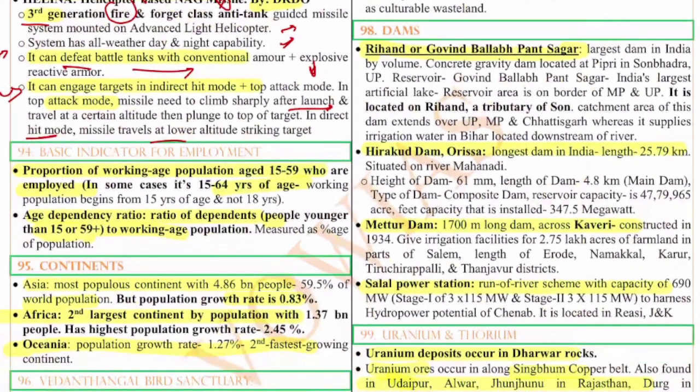Next, the 94th question is on the basic indicators for employment. The working age population in general is 15 to 59 years, but sometimes it is considered as 15 to 64 years as well. Here it is given clearly that the working population begins from 15 years of age and not 18 years. And the age dependency ratio is the ratio of the dependent population, people younger than 15 or 59 plus, because they are the dependent population and will not be part of the workforce, to the working age population, that means 15 to 59 years. It is measured as a percentage of population.